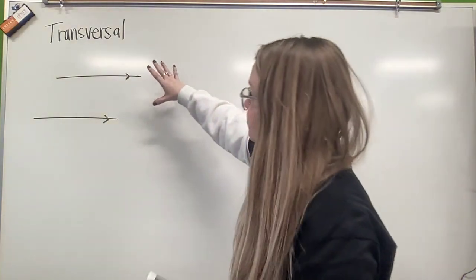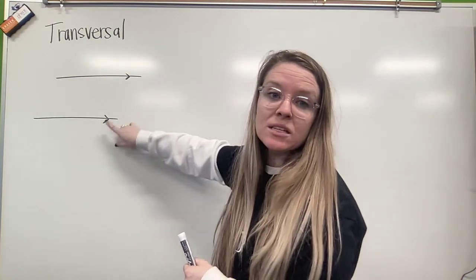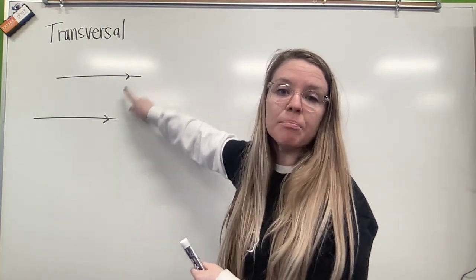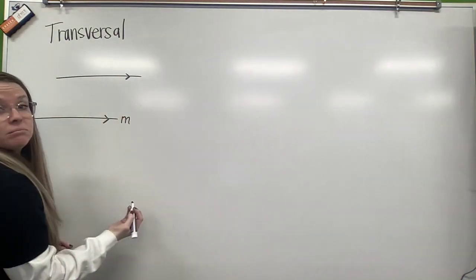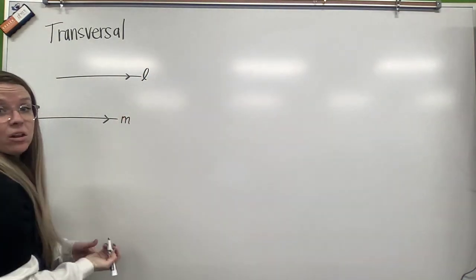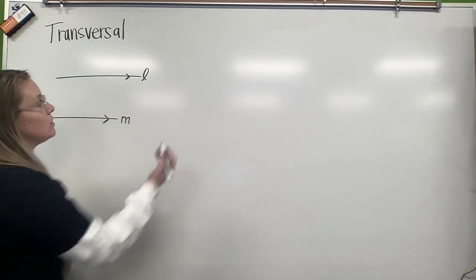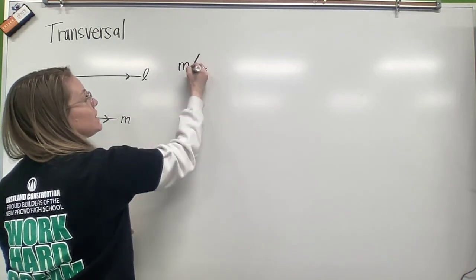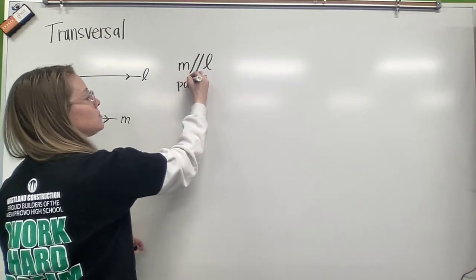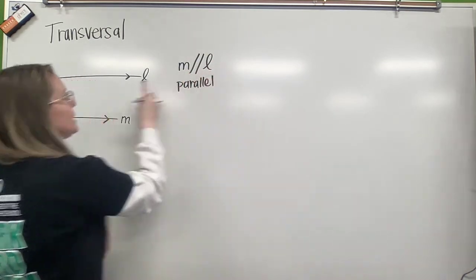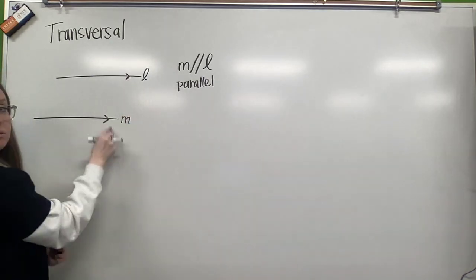So here, right now I have two lines, and these marks here mean they're parallel. So I'm going to name these lines. This is going to be line M, and this is going to be line L. So right now I'm telling you that M is parallel to L. This sign means parallel. And when you see it in a diagram, they'll look like this.